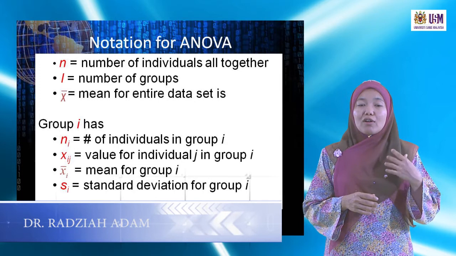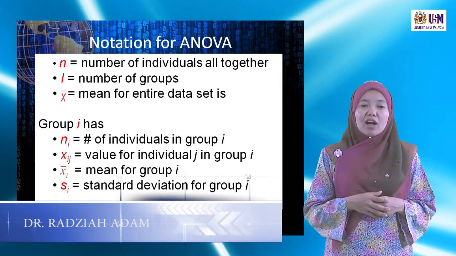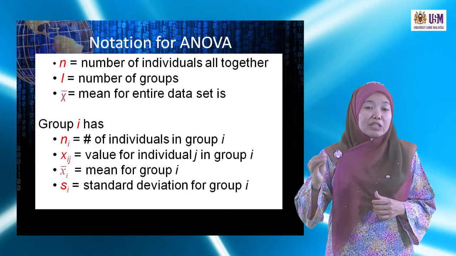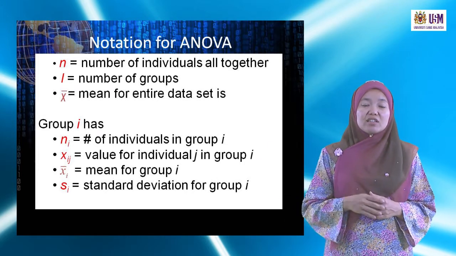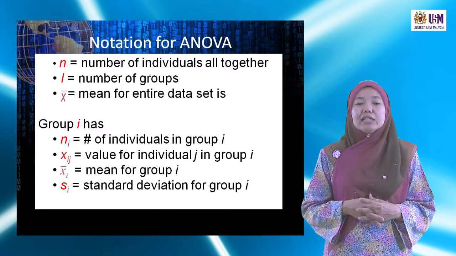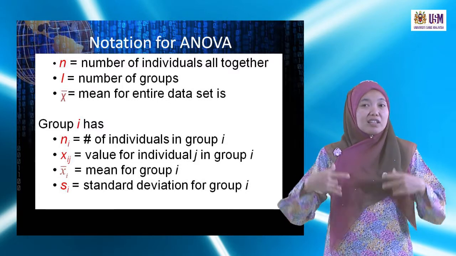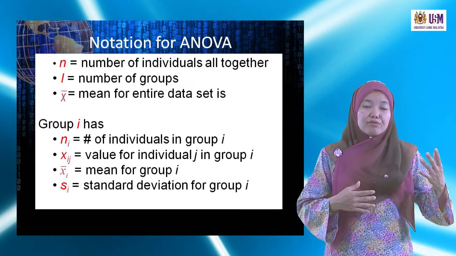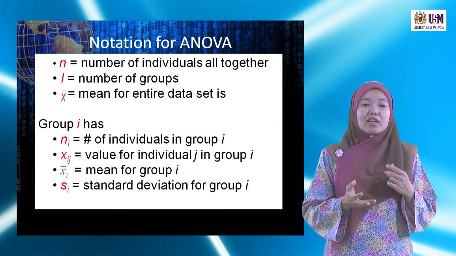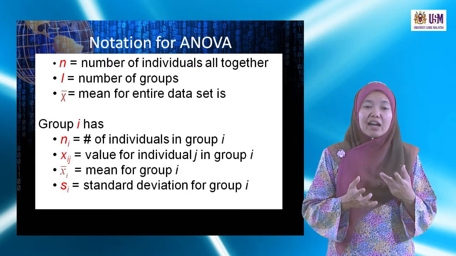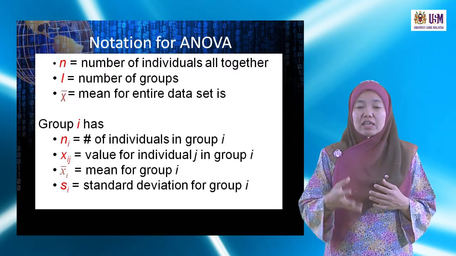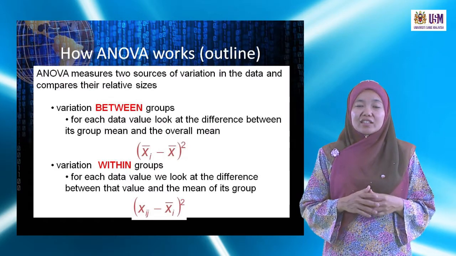For each group or subpopulation i, you have the sample size Ni, the number of individuals in group i. Xij is the value of individual j in group i. X bar i is the mean for group i, while Si is the standard deviation for group i. Nothing new here, it's just that now we have different subgroups. So instead of talking about 1 N or 2 N, and 1 X bar, 2 X bar, we use the symbol ij so that if you have 10 or 100 groups, you can use the same notation.